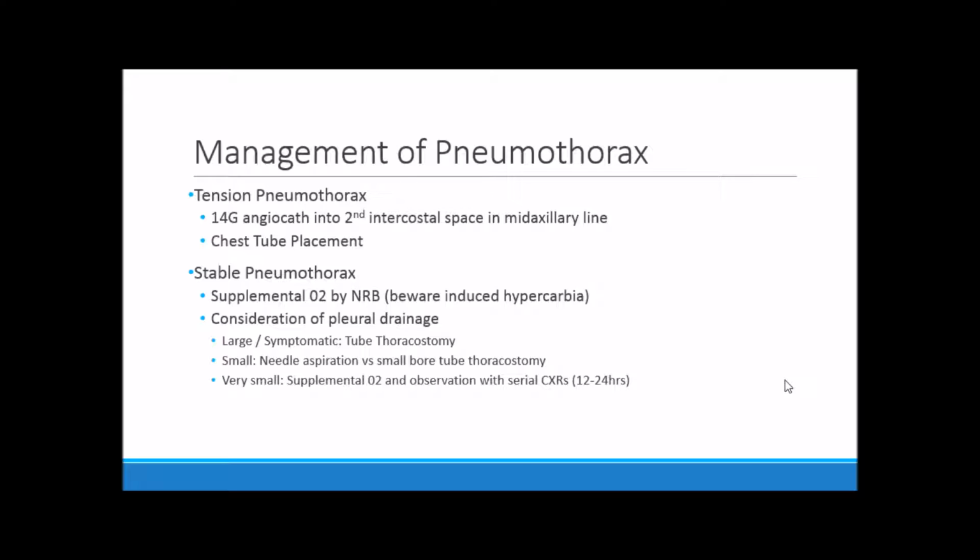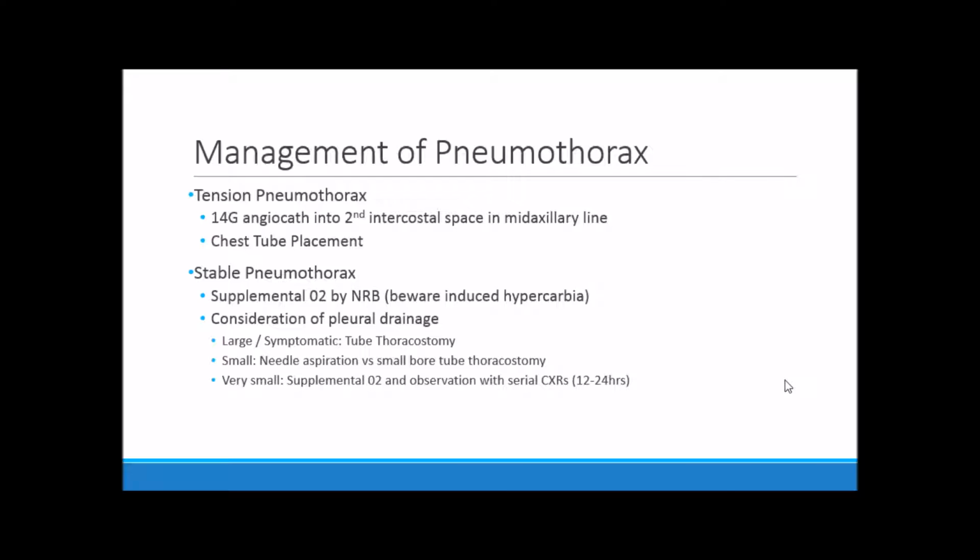Anyway, we talked about needle decompression for tension. You want to make sure that you use a big needle. You can use a 14 gauge angiocath. If you use an 18 or a 20, it's going to collapse and it is not going to work. It has to have some bore, okay? And then you would follow that with a chest tube.